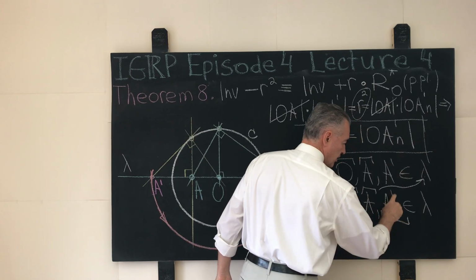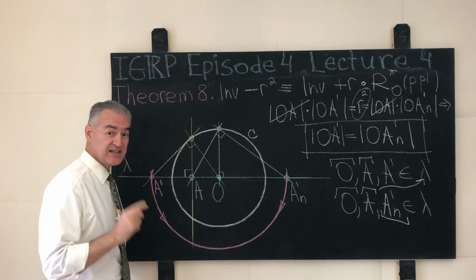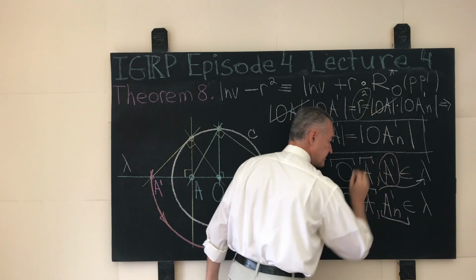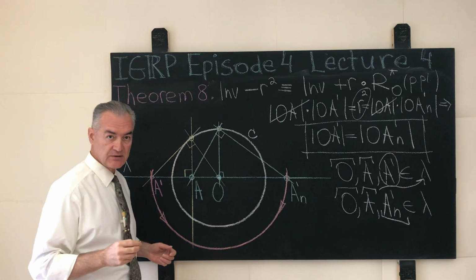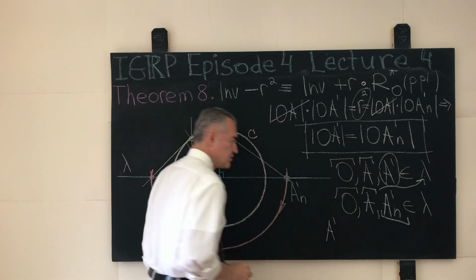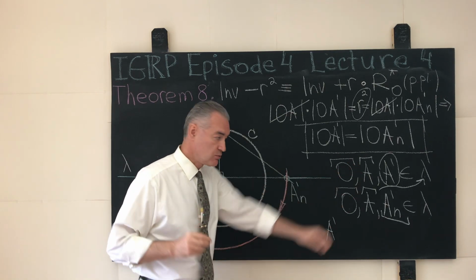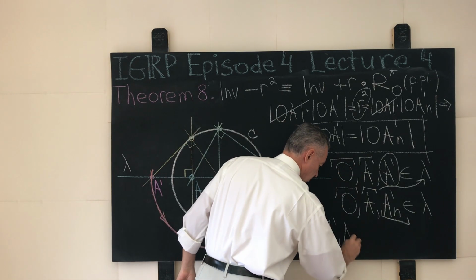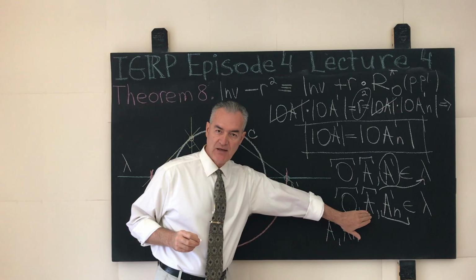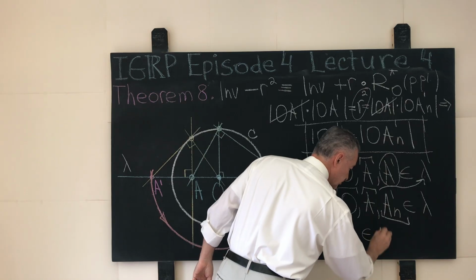point A prime n must belong to the straight line lambda, which is the same straight line to which the image of our pre-image point A prime with positive power belongs. What does that mean? That means that our points A prime, which is the image of the point A under the inversion with positive power, and the point A prime n, which is the image of our pre-image point A under the inversion with negative power, still belong to one and the same straight line lambda.